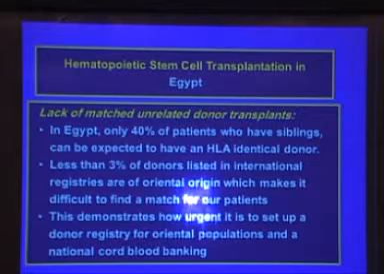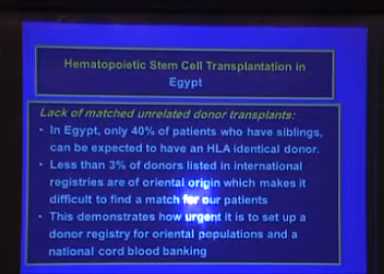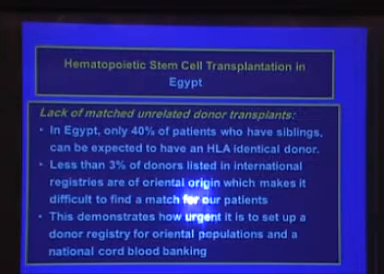In Egypt, only 40% of patients could have an HLA identical sibling, and we do not have any representation. Actually, less than 3% of the donor list in the international registry comes from Oriental origin, and that would make it quite difficult to find a match for our patients in the registry. And this might indicate how urgent it is to set up a donor registry here in this region, again to start our national cord blood bank.